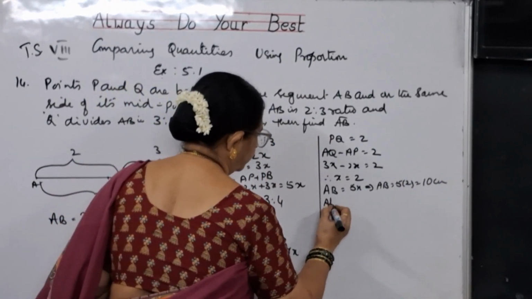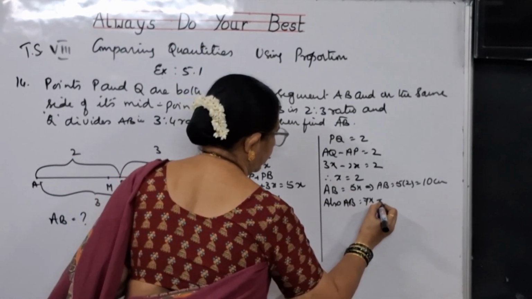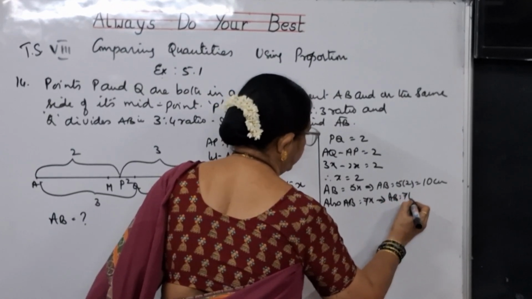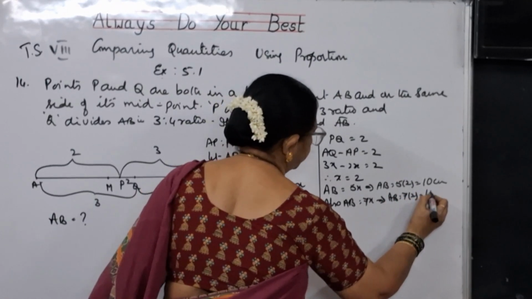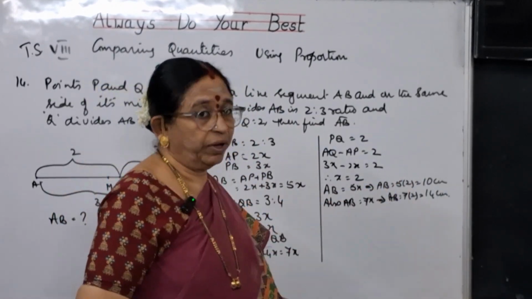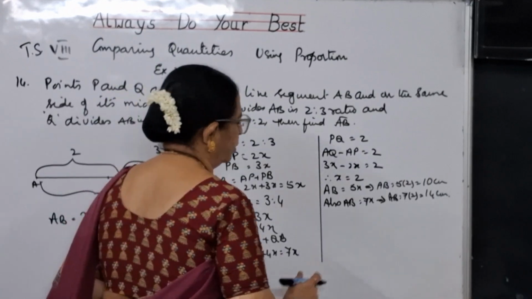Similarly, also, AB is equal to 7x. What does this imply? AB is equal to 7 into 2, that is equal to 14 centimeters. Is it possible, children, for one line segment to have two values? So, it is not possible.